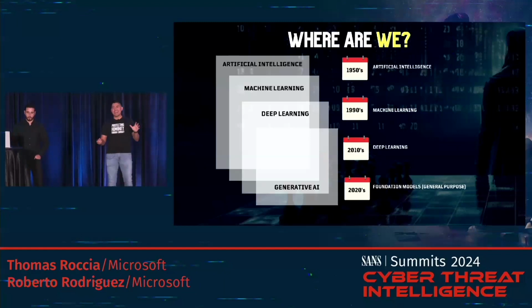This is not new. Artificial intelligence goes all the way back to the 1950s. In 1956, artificial intelligence was officially used as a field. And when you start thinking about machine learning, it's a subset of artificial intelligence. It's a way to expose machines to data and then have them learn from data.